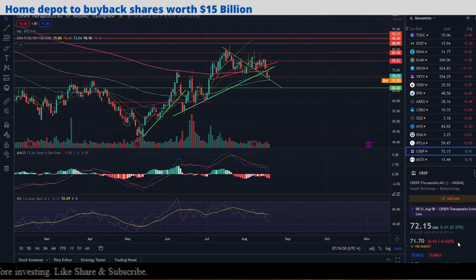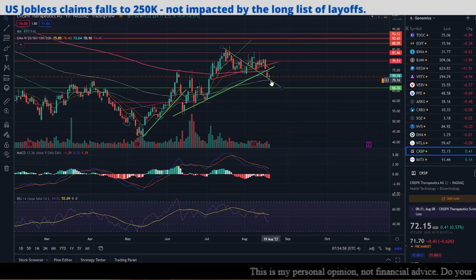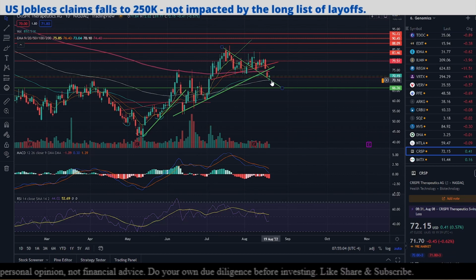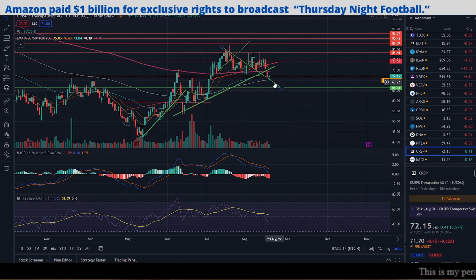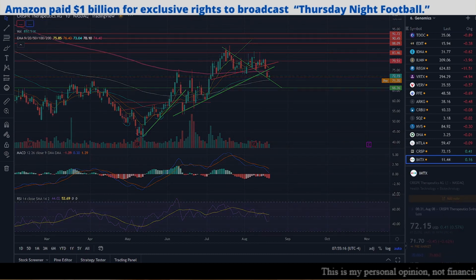CRISPR Therapeutics is down minus 0.62% pre-market. It's still going to get support from this diagonal line of support here, which is merging along with the 100-day exponential moving average somewhere around 70.10 and 70.16. So that's going to be the bottom for today, after which it could bounce back up again. Momentum is below average but pointed upwards. MACD is bearish. So I'm thinking that later on in the day, CRISPR might gain a little bit and bounce off this diagonal line of support.